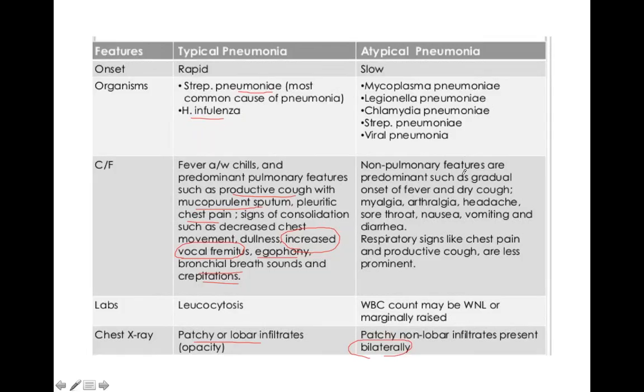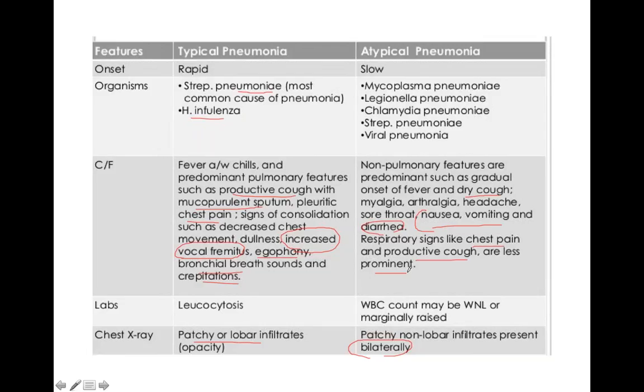So, in case of atypical pneumonia, the patient will have slight fever, and dry cough, and also myalgia, arthralgia, headache, nausea, vomiting, and diarrhea. These are non-specific features, seen in Legionella pneumonia and other pneumonias. Chest pain and productive cough are less prominent in case of atypical pneumonia.